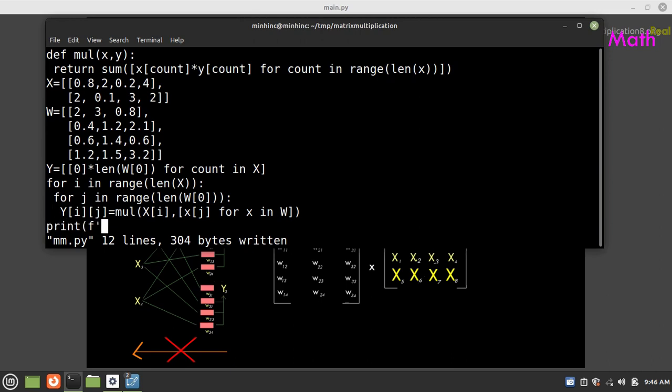Print y equal to. So we can say print x equal to, then we can print w equal to, then we can print y equal to. So this is the code.